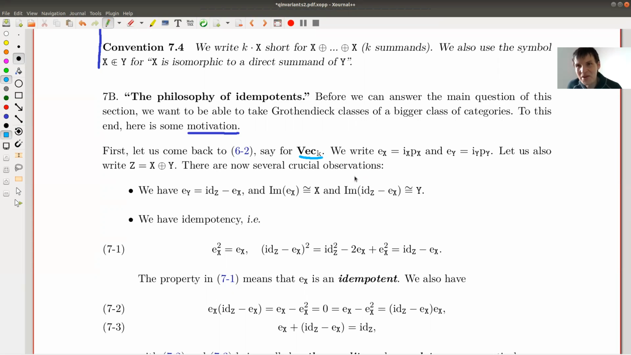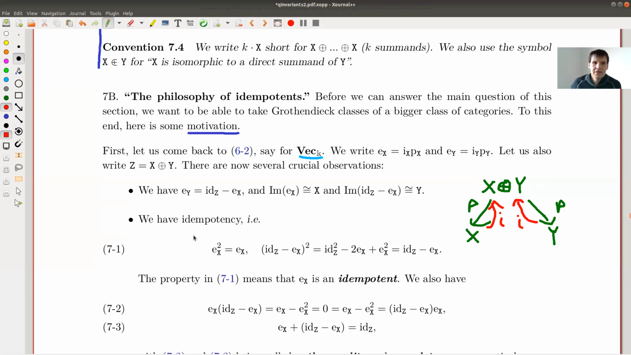And whenever I start with motivation, I start with Vect_k. We're doing linear algebra, right? So yes, let's start with vector spaces. If you remember, there was this nice diagram when I had some X plus Y, which is of course pretty trivial for vector spaces, but let's ignore that. You had a projection to X, and you had a projection to Y, p_X, p_Y, and you had the corresponding inclusions the other way around.